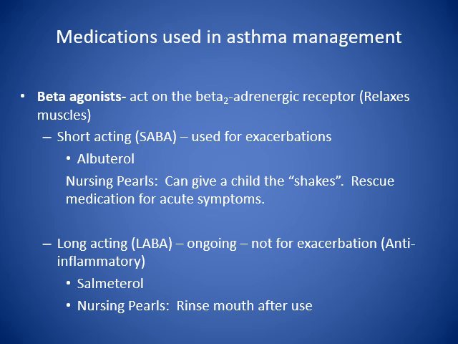Albuterol is a beta agonist. It kind of relaxes the muscles. It's a bronchodilator. You want to use this as a rescue. So if someone's having an acute asthma flare, you want to give them albuterol to try to immediately bronchodilate. So nursing pearls: it can cause, well, not tachypnea, it can cause tachycardia, and they might feel a little jittery after subsequent doses of albuterol.